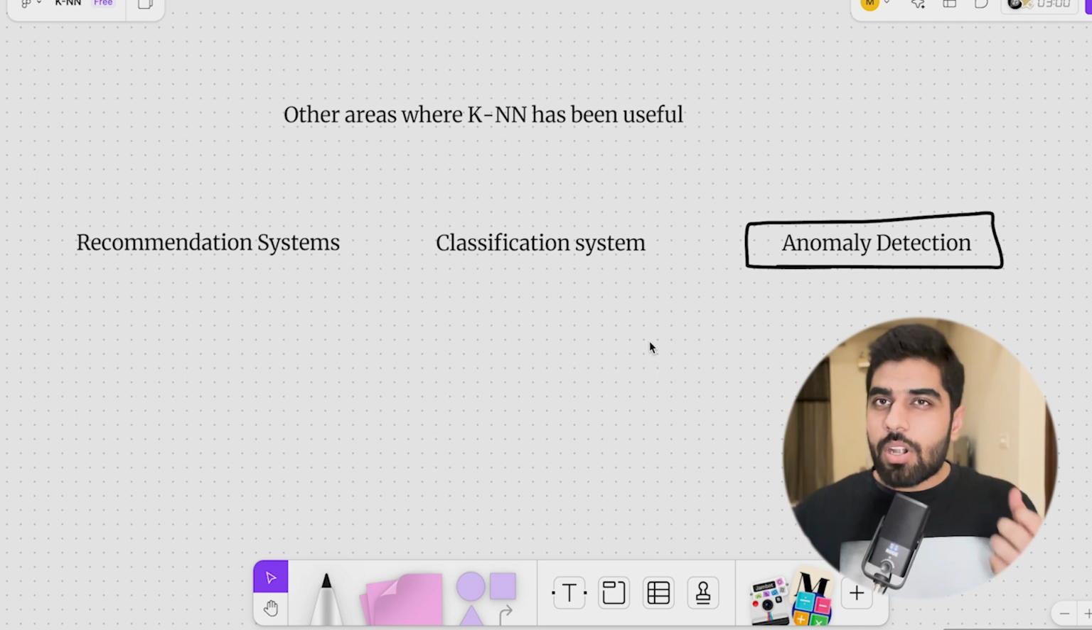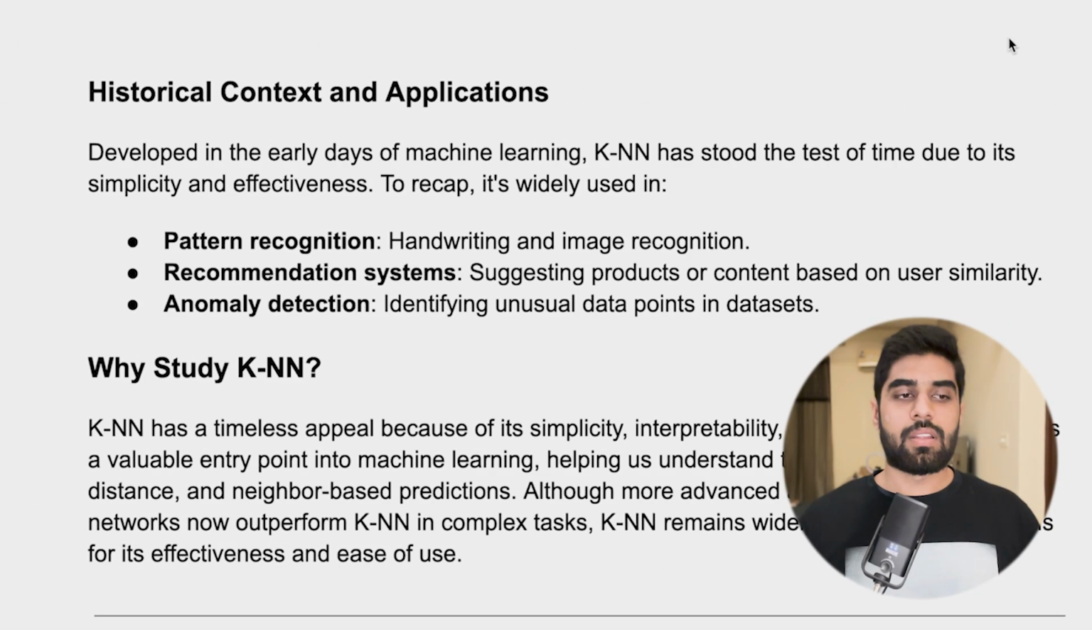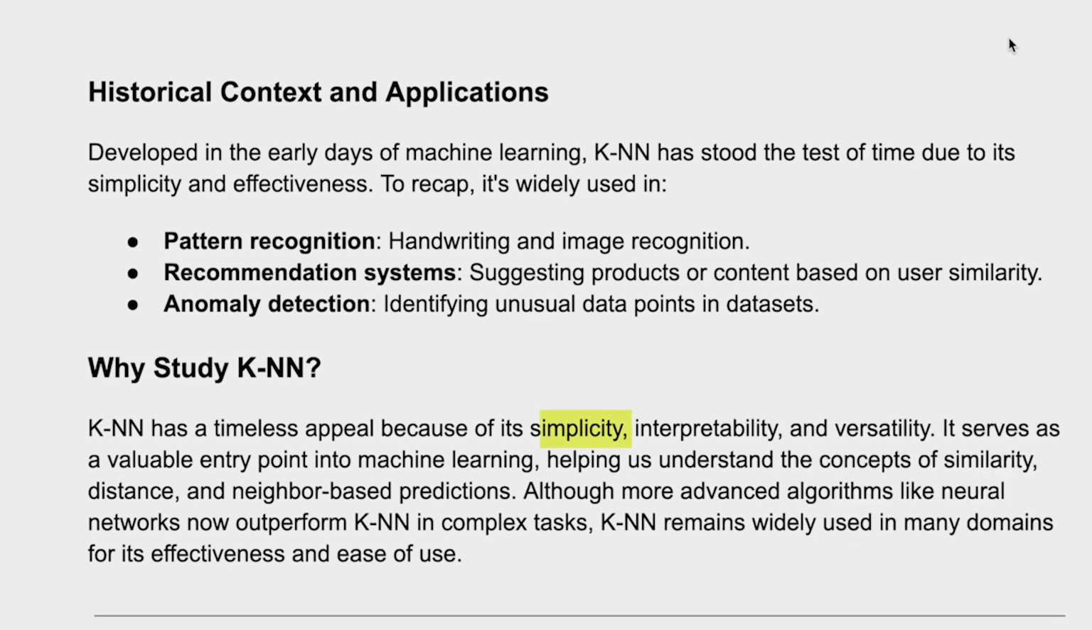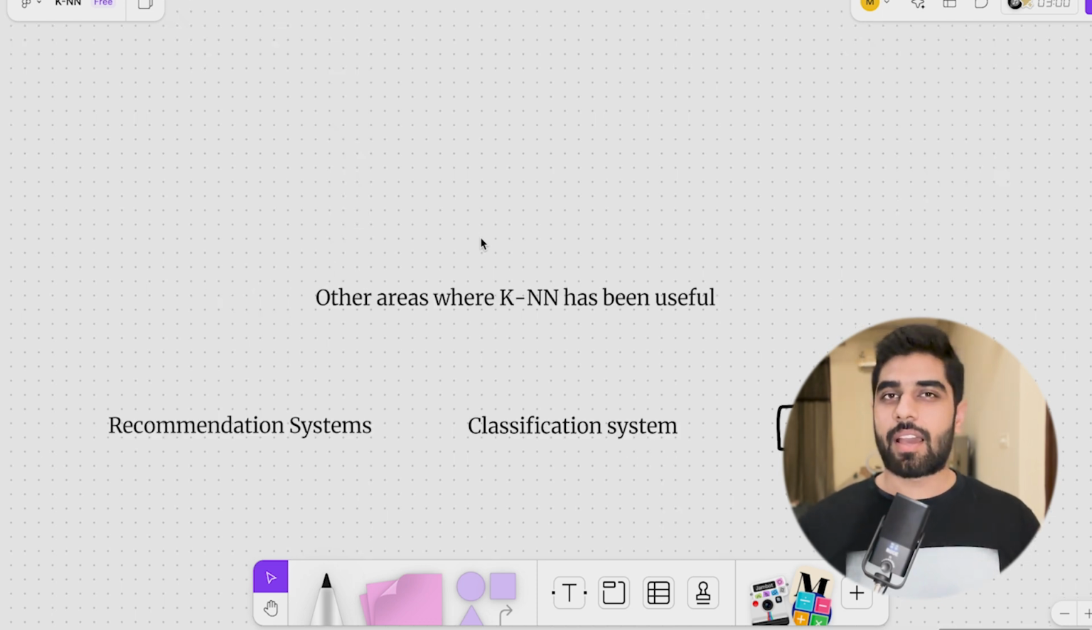Now, I want you to take a moment and appreciate what a simple algorithm this is and how vast the use cases for this are, right? And that's the beauty of this algorithm. Its simplicity, interpretability, and versatility is what has made KNN so powerful and so well used. And that's why we study KNN. And I hope this lecture made sense and you are able to appreciate the true beauty of KNN.